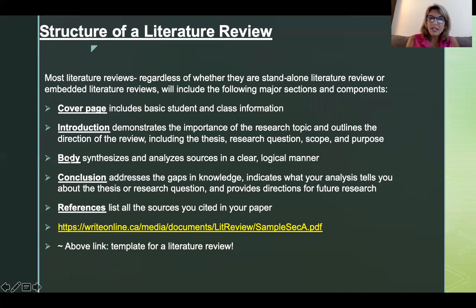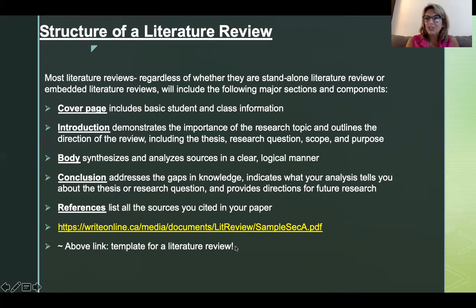You're going to have the body of the review, which synthesizes and analyzes the sources in a clear, logical manner. Of course, you're going to have your conclusion, which addresses the gaps in the knowledge, indicates what your analysis tells you about the thesis or research question, and provides direction for future research. And then you're going to have references, which list all the sources you cited in your paper in APA format.